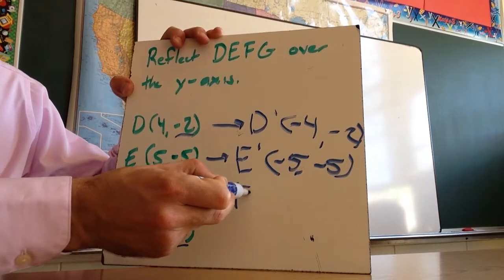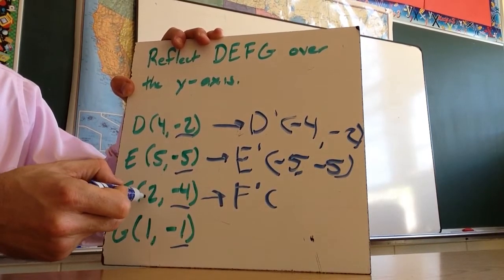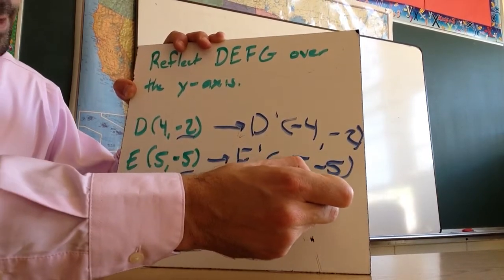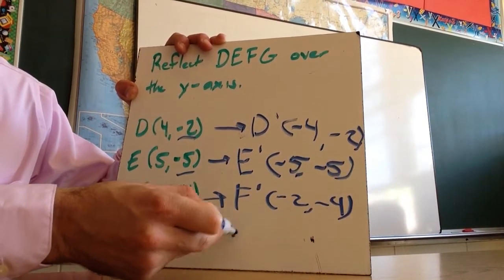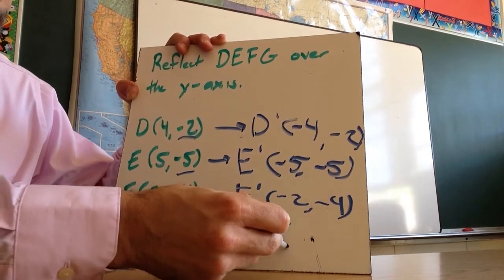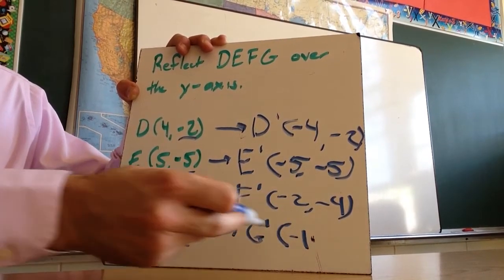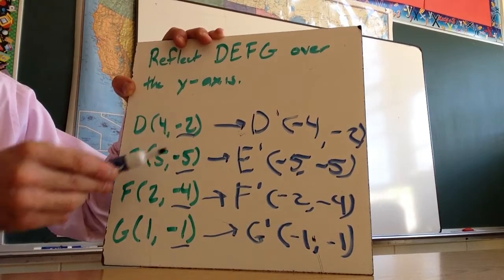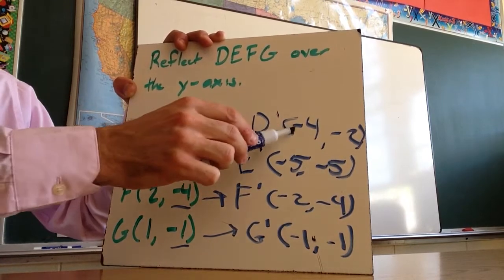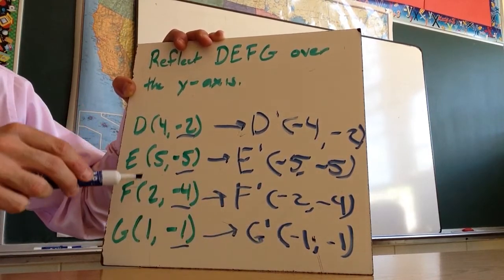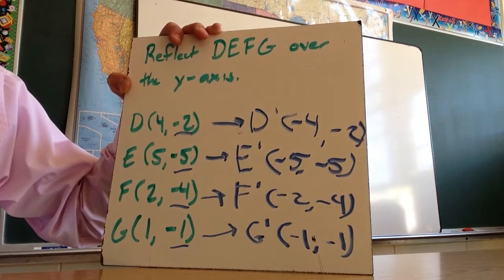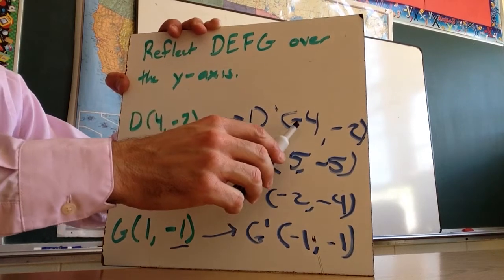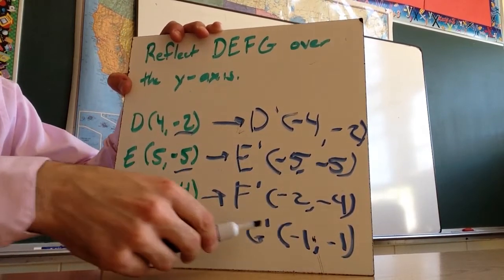F prime is going to happen, the x has got to go opposite, so it's going to be negative 2, and then the y stays the same. And then G prime, the opposite of x, and then the y remains the same. Now keep in mind, had one of these numbers been negative, then these would have become positive. So these 4 numbers are now negative because these 4 numbers were positive. Right? If I were to reflect it back over the y-axis, then this would become a 4, 5, 2, 1.